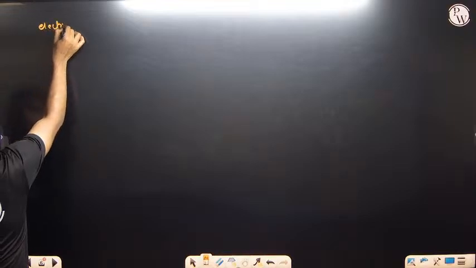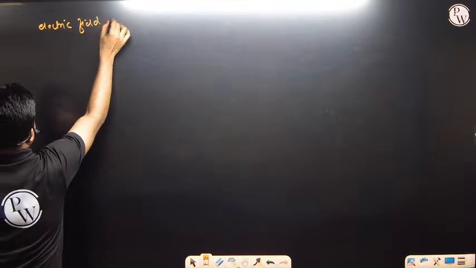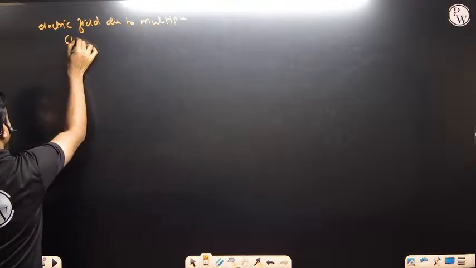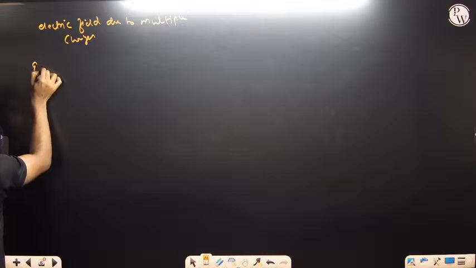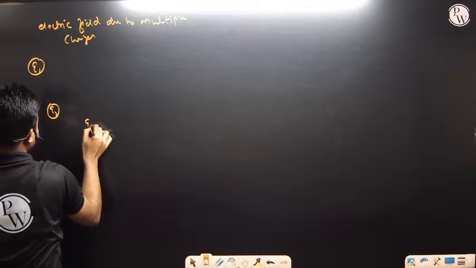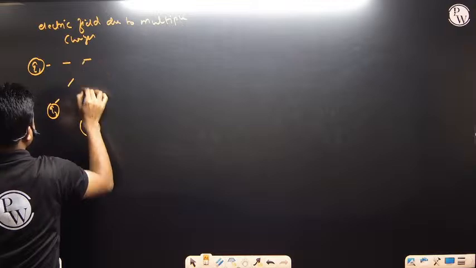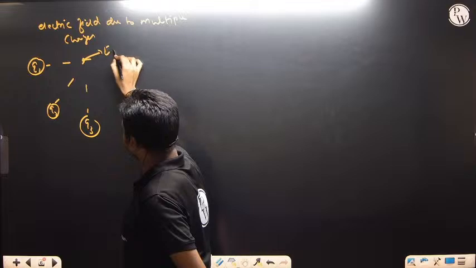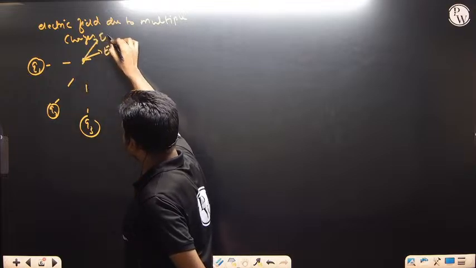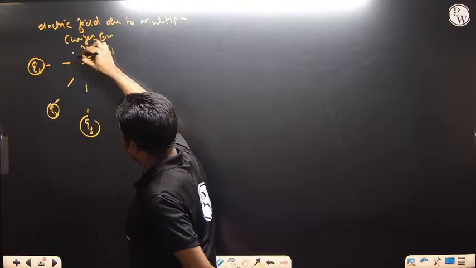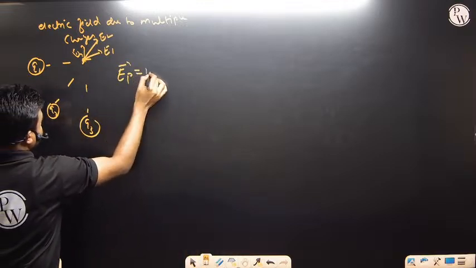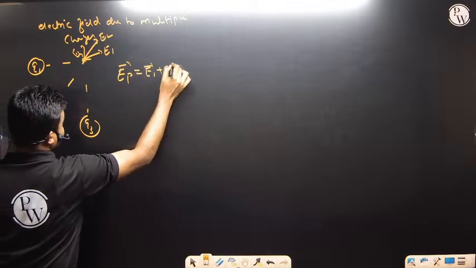Now electric field due to a continuous charge distribution, and electric field due to multiple charges. If you have not only a single charge but multiple charges like this, say the first charge is q1, the second charge is q2, and the third charge is q3, and at this particular point you want to calculate the electric field. Because of the first charge the electric field is in this direction, that is E1. Because of the second, the field is away from the charge, that is E2, and because of the third, that is E3.